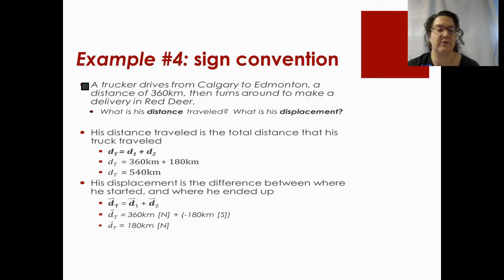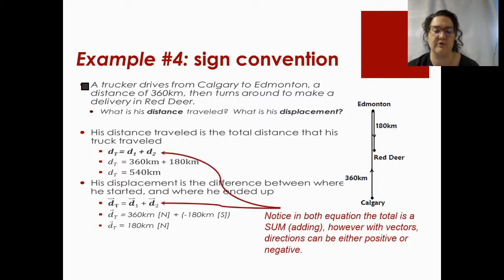So if we look at distance, our direction doesn't matter. We take the first distance of 360 kilometers and the second distance of 180 kilometers to have a total distance traveled of 540. However, his displacement starts when he leaves Calgary at 360 kilometers north, and then we take negative 180 kilometers south, and we come up with a total displacement of 180 kilometers north. So here's our little diagram of where he traveled, and we can see that the displacement between Calgary and Red Deer is shorter than his total distance traveled.